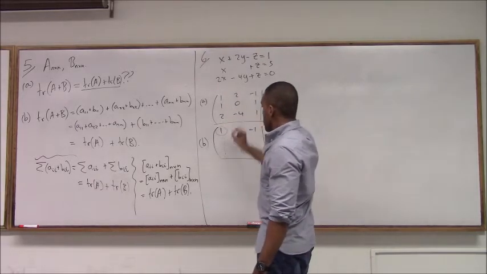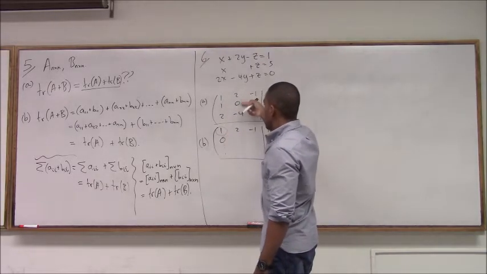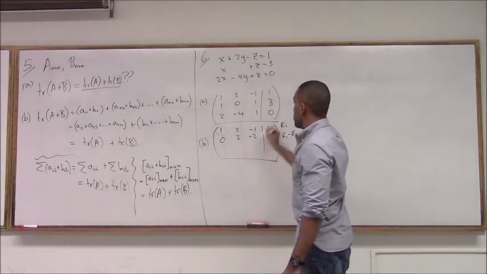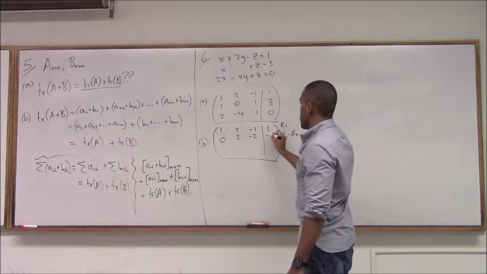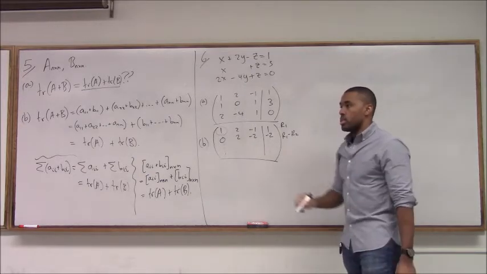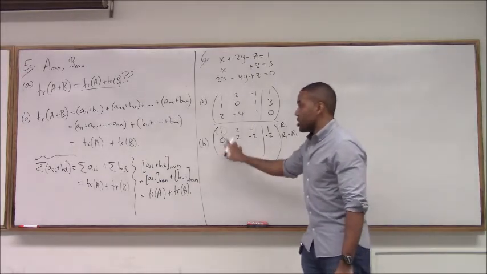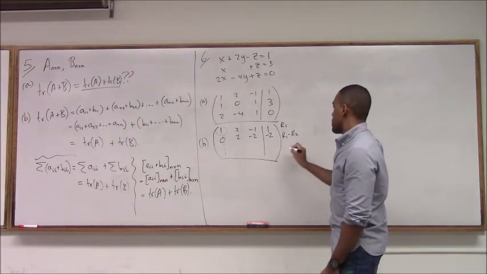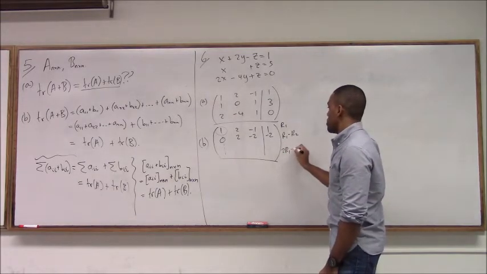So 1 minus 1 is 0. 2 minus 0 is 2. Minus 1 is minus 2. 1 minus 3 is minus 2. So that creates a 0 here. And I know again I want a 0 here. So what can I do to get a 0? I can probably do something like 2 row 1 minus row 3.